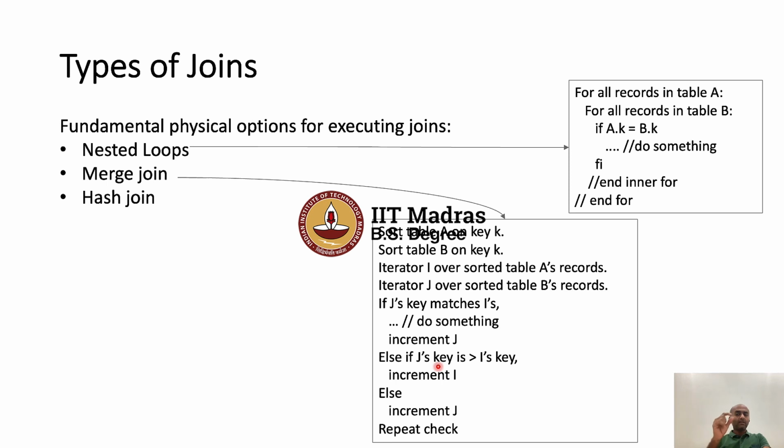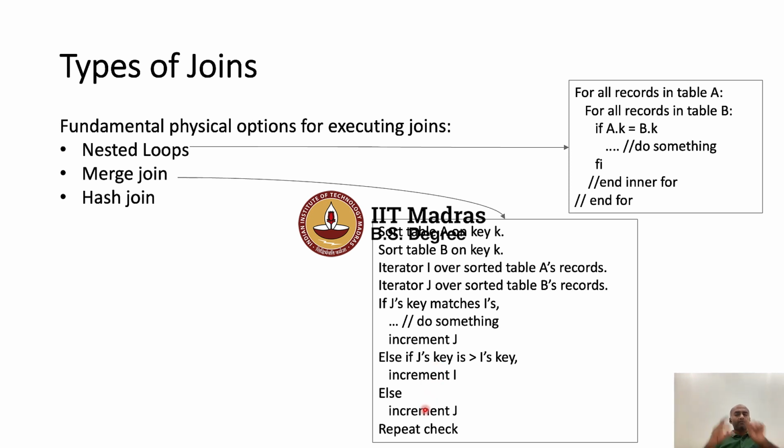If J's key, on the other hand, is comparatively greater, then it means that the neighborhood of records in B has already moved on to the next key. That's what this means. So therefore, you have to shift the neighborhood of records of table A. That's why you come back and increment I and then start the entire thing again, right?